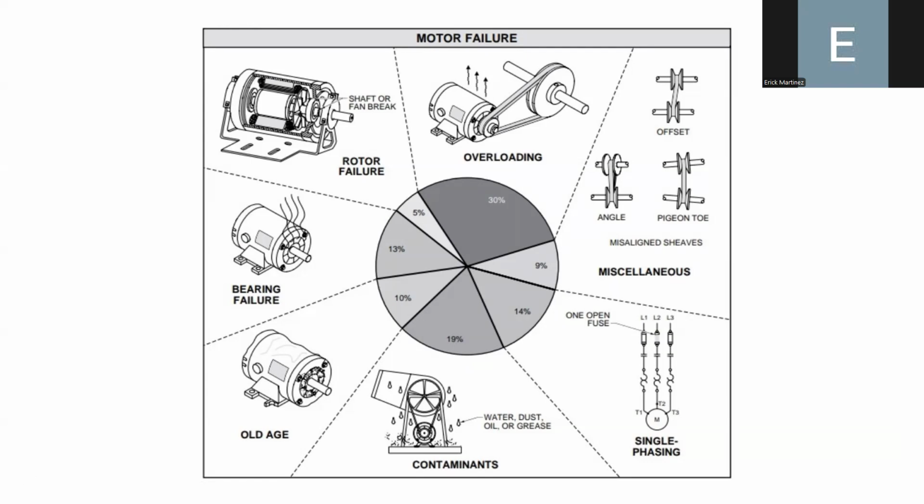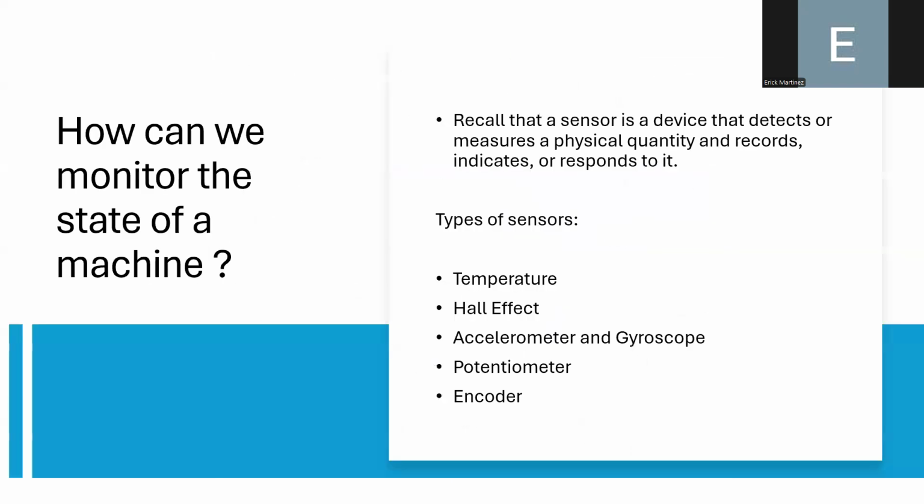So that is why we need sensors like a temperature sensor, to monitor the overloading of the machine, or maybe we can monitor the current that the motor is demanding. Also, we can have faults related to rotor failure, bearing failure, old age, contaminants. Also, you can have misalignment in the shaft of the motor, or there can be other electrical faults like open circuits or short circuits in the machine. But the major concern, as we can see in this graph, is that overloading is the major cause of faults in any electric motor.